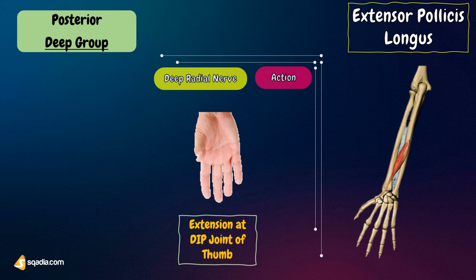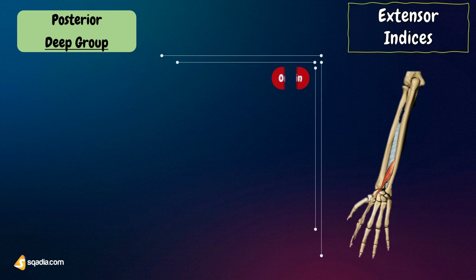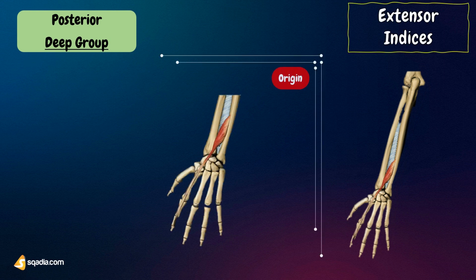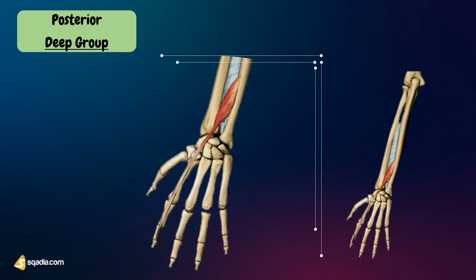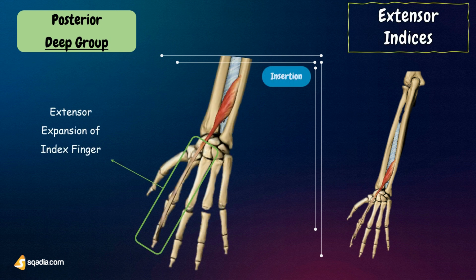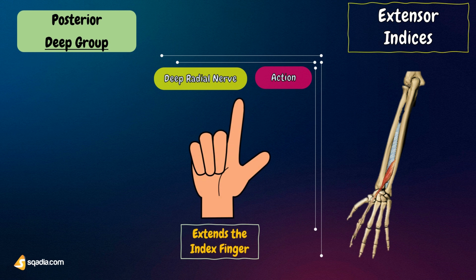The last muscle of the deep group is called the extensor indicis. This muscle originates from the posterior surface of the ulna and the adjacent part of the interosseous membrane. The tendon passes beneath the extensor retinaculum in company with the tendons of the extensor digitorum. It is inserted into the extensor expansion of the index finger. Supplied by the deep branch of the radial nerve, it extends the metacarpophalangeal joint of the index finger.